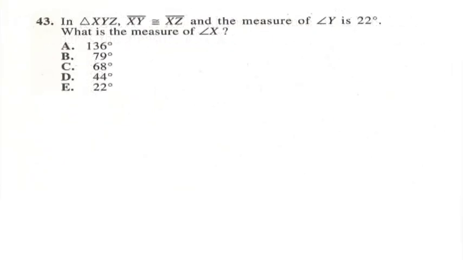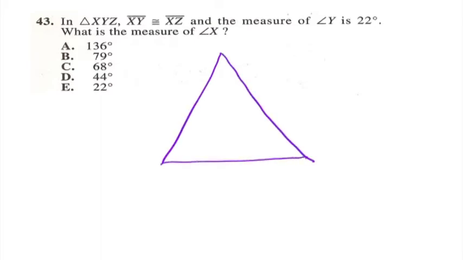In triangle XYZ, XY is congruent with XZ. And the measure of angle Y is 22 degrees. What is the measure of angle X? This is all about drawing our triangle correctly. And so if we look at this, they've told us, and it doesn't matter how we draw it, but we know that if this is X and this is Y and this is Z, it's telling me that my XY is equal to XZ.